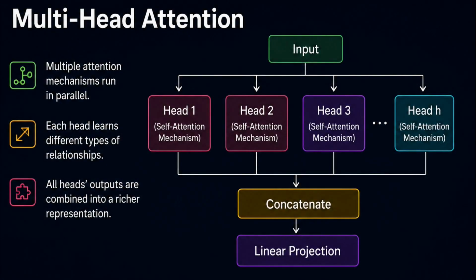Now let's see what is multi-head attention. One attention mechanism is not enough, correct? So the transformer uses multiple attention heads simultaneously. Think of it like a team of experts. One expert focuses on grammar, another focuses on meaning, another identifies relationships, like the relationship between the subject and verb, and another understands long-range dependencies. At the end, all these experts combine their knowledge and provide us the result.